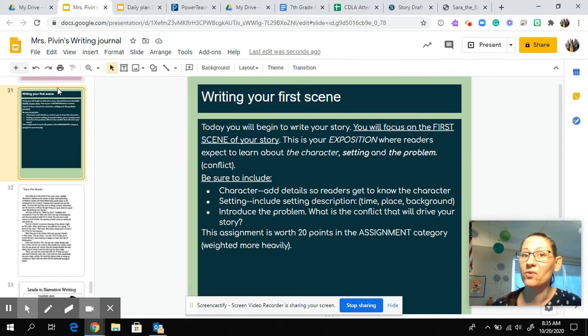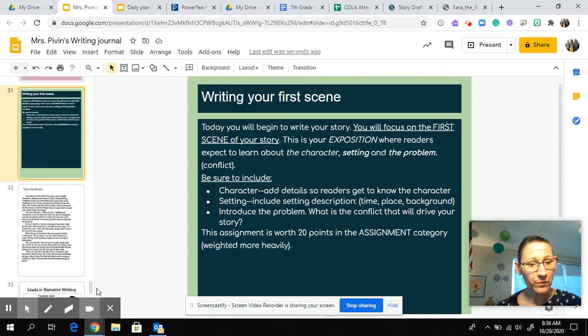In class today, we are going to begin to write our stories. And I know you've been excited to get started, and we've slowed the process down. That was intentional because there's a lot of steps that go into writing. Writers generally don't just sit down and start writing, they brainstorm and think and have a plan.